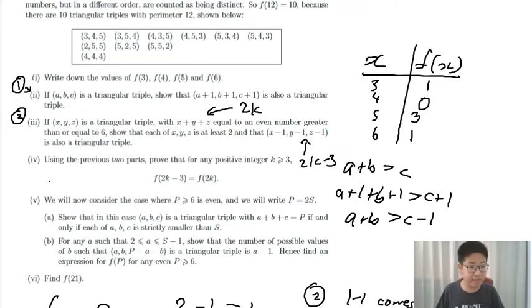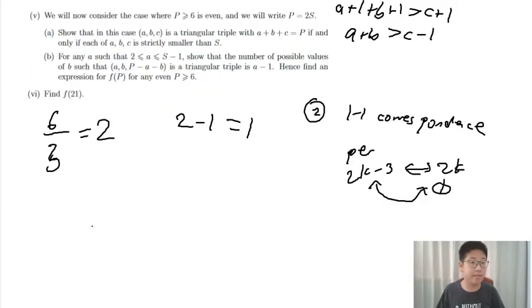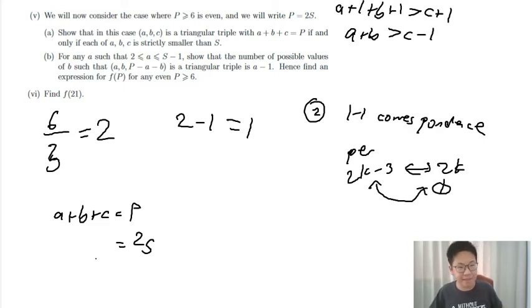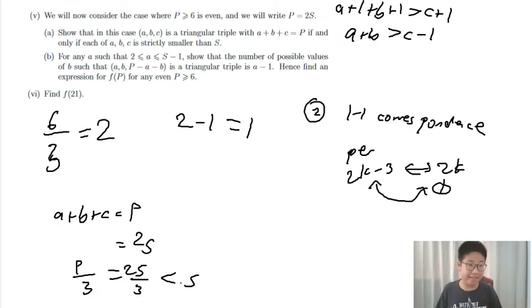We are now considering a case where p is even and greater than 6, and we will write p equals 2s. So a plus b plus c equals p. At the very best, this p can be divisible by 3. So p over 3 equals 2s over 3, which is strictly smaller than s. There, done. So for any a such that 2 is less than a less than s minus 1. I forgot to say this, but if it is equal to s, then you have a degenerate flat triangle of s, s, and then 0.